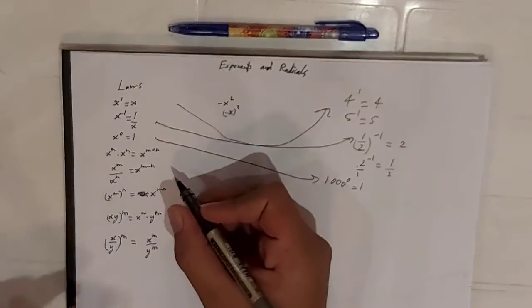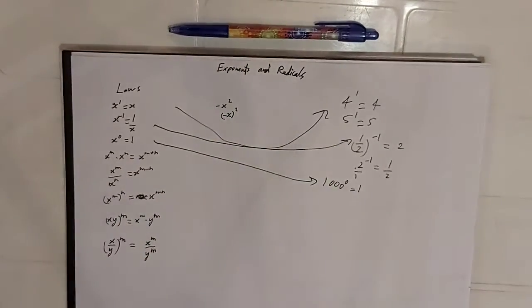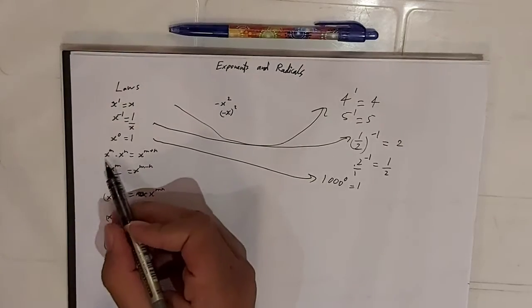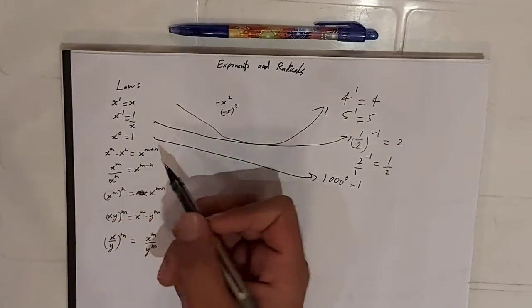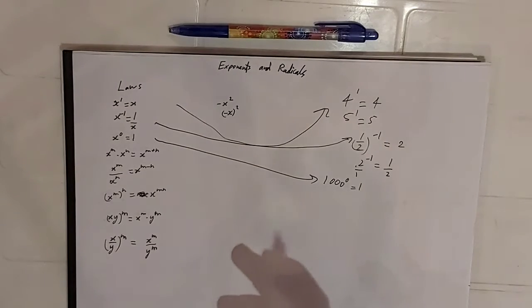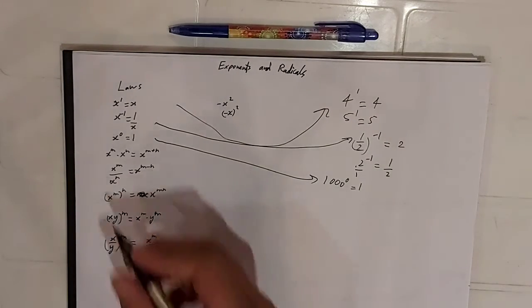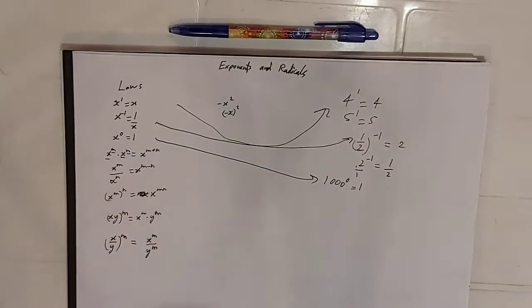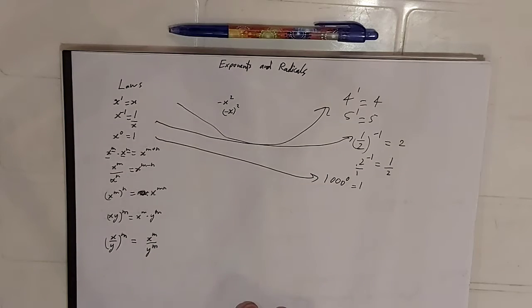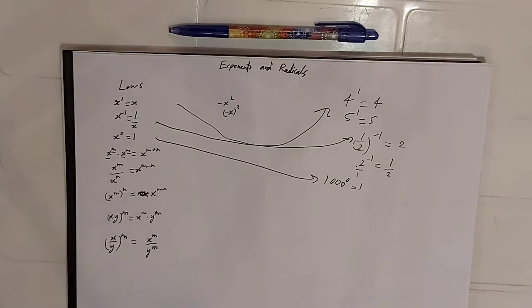So when two same bases are multiplying, this is the rule: x to the power m into x to the power n is equal to x to the power m plus n. When two values with the same base are multiplying, x is called the base here and the other is called the exponent. The resultant is a value with the same base but the sum of the exponents.